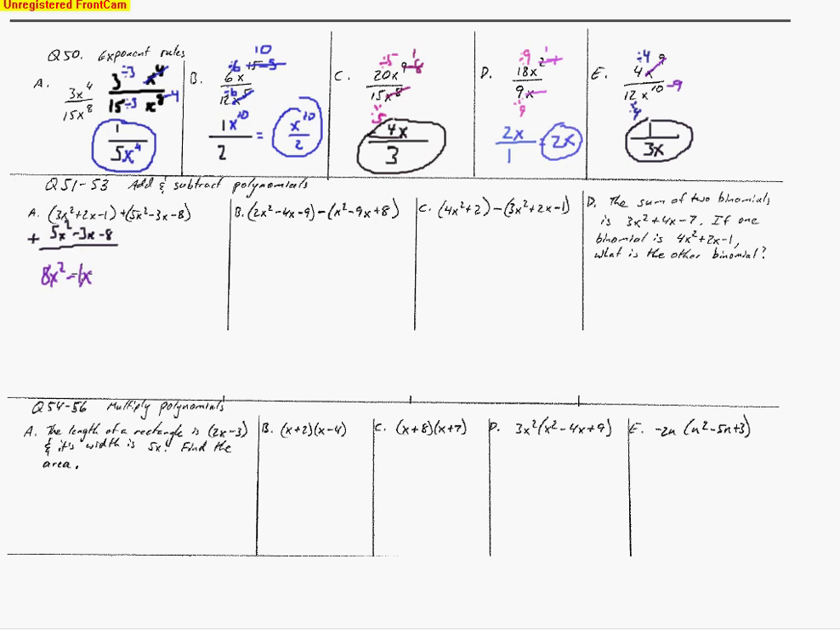2x minus 3x gives me the negative 1x, and the negative 1 minus 8 makes negative 9. Same sign, so I added those numbers together. You'd probably see the answer is 8x squared minus x minus 9 on that. I usually don't write the 1 as the coefficient.